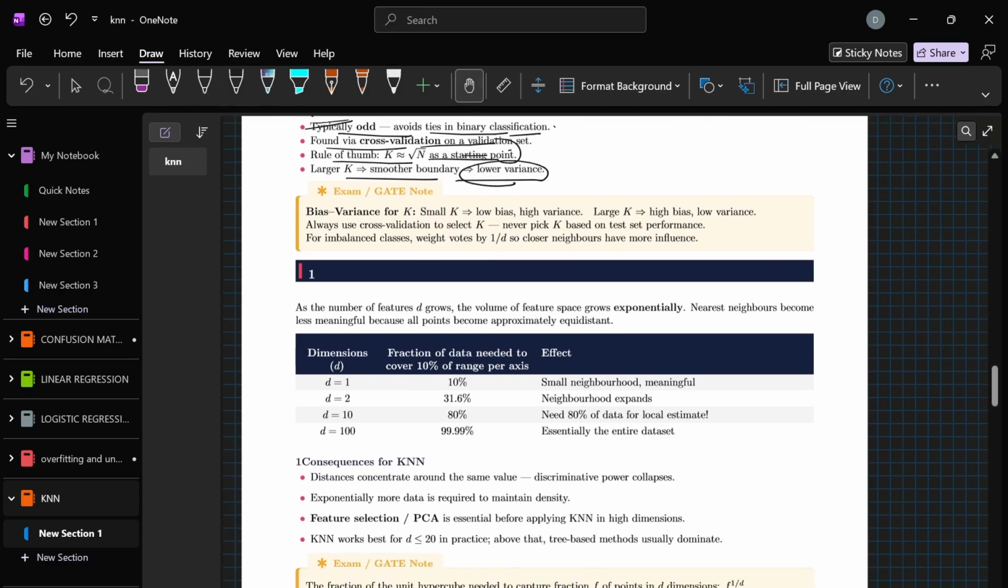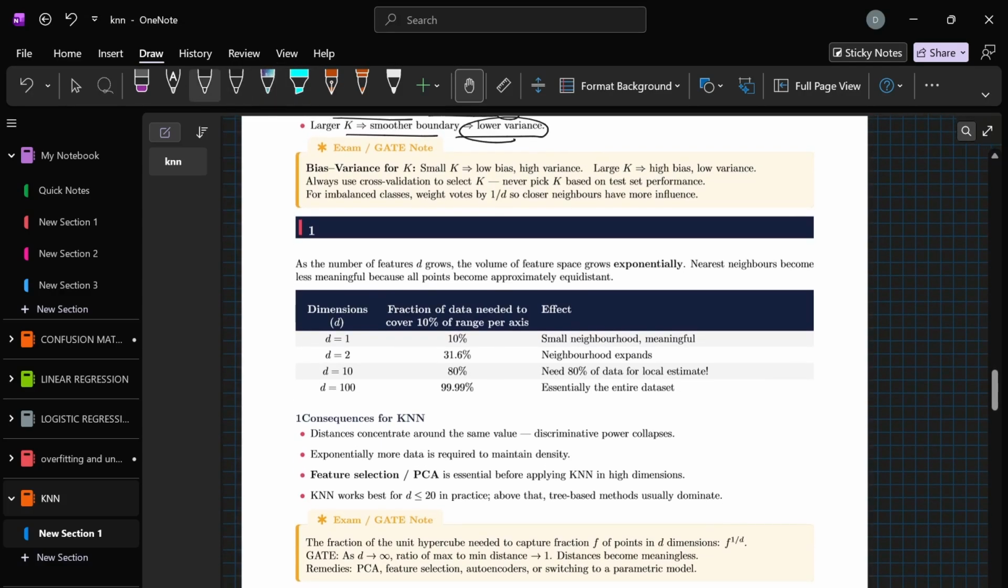Moving forward, we have the concept of dimensionality, the curse of dimensionality. The concept trips everyone up. This is one of the most important topics that you need to cover in KNN. In one dimension, you need 10% of the data. In two dimensions, you need 31% of the data. In 10 dimensions, you need 80% of the data, and in 100 dimensions, you basically need the entire data.